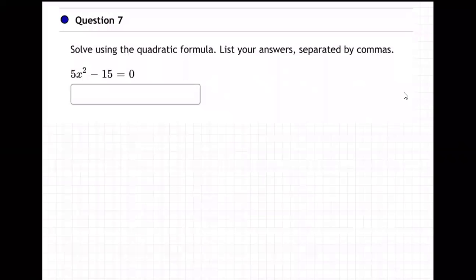Okay, so on this one, wanting to solve by the quadratic formula. So I'm going to write it out here. 5x squared minus 15 equals 0. So how do you solve an x squared equation? Well, there's a couple of ways, but we're going to do it with the quad.